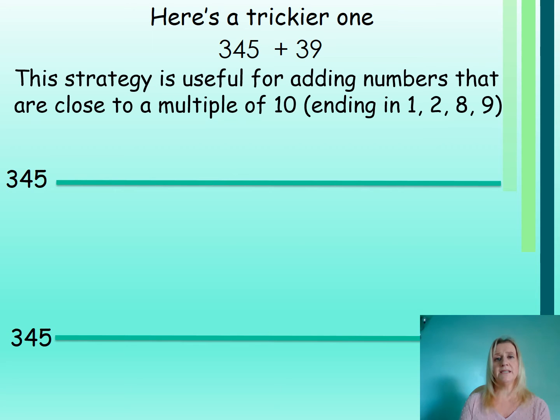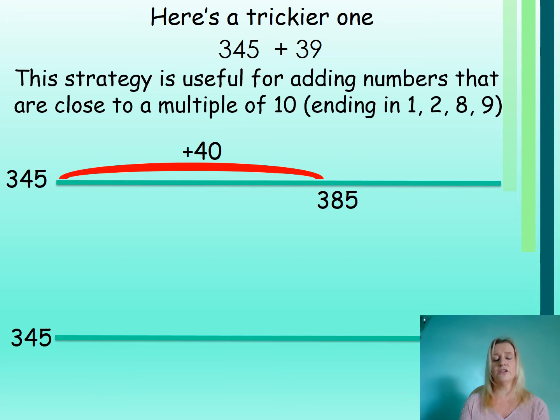Remember, the compensating strategy is really useful for adding numbers that end in a 1, 2, 8 or 9. That is, numbers that are very close to a multiple of 10. So, instead of adding on 39, what do you think I would add on? It's much easier to add on 40, isn't it, than to add on 39.